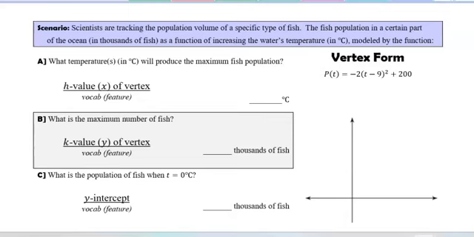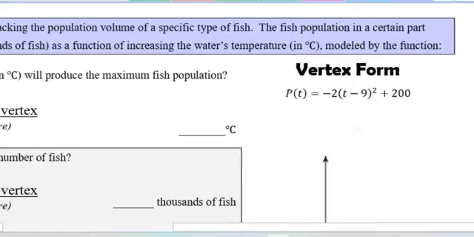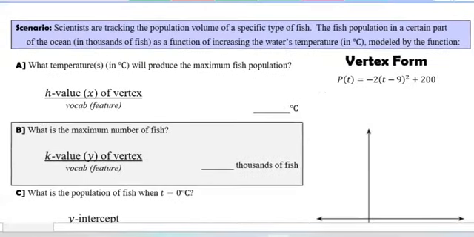This video is for vertex form of a quadratic function. In our scenario, scientists are tracking the population volume of a specific type of fish. This fish population is in a certain part of the ocean and is measured in thousands of fish as a function of increasing the water's temperature in degrees Celsius, modeled by the function below.